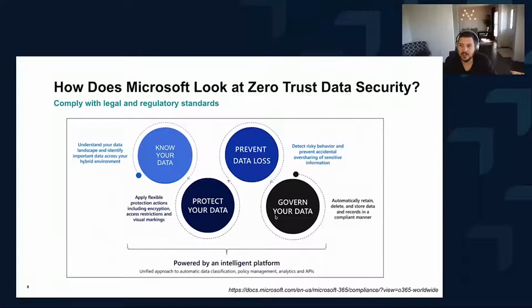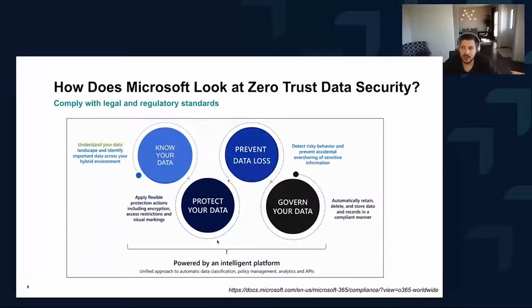And each of these areas have a multitude of tools underneath it to help achieve these goals. So let's start with the left side here and work our way through the flow. The first step is pretty obvious, right? You have to understand what data lives in 365 in order to protect it.